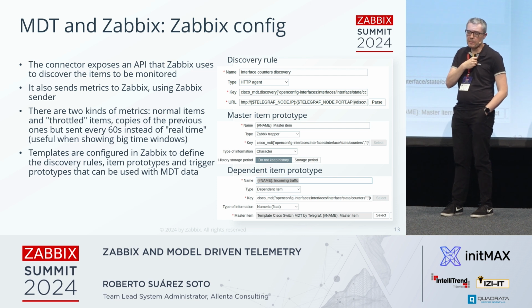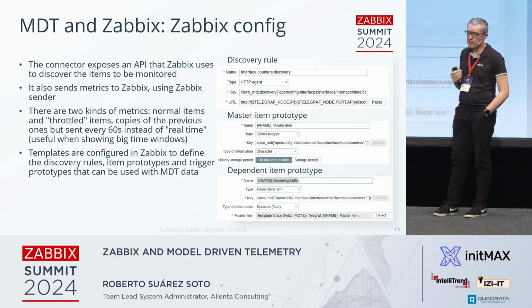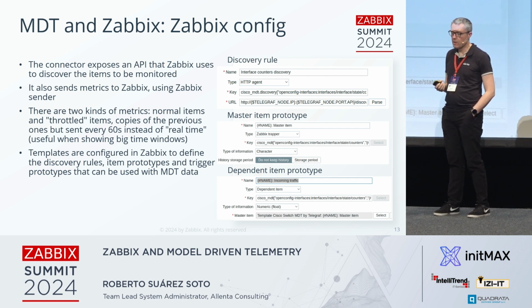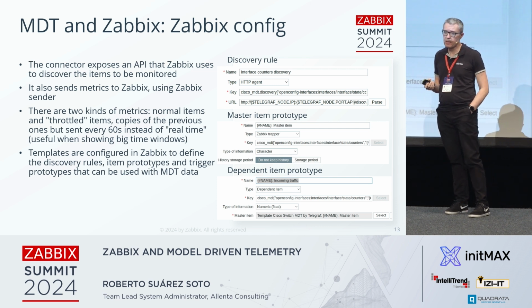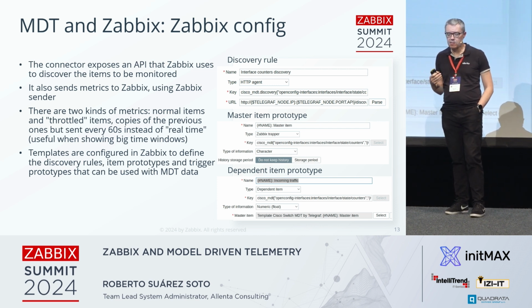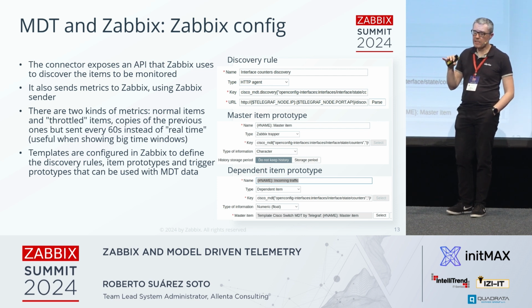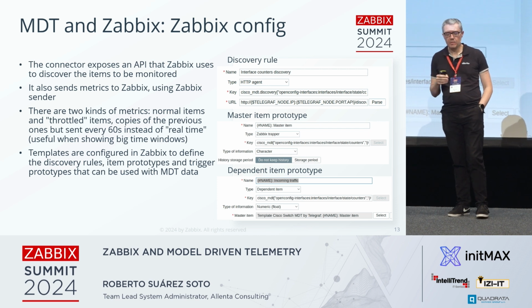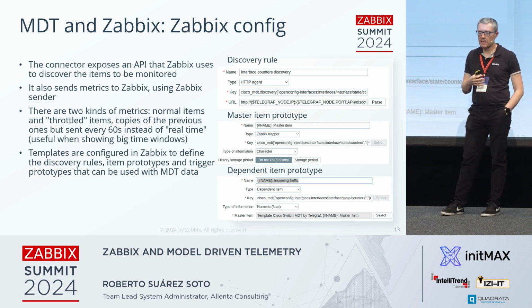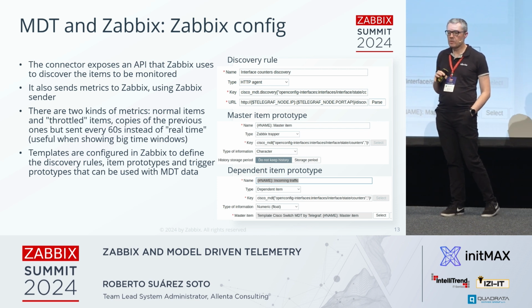It could be, for example, that it finds all the network devices, all the CPUs or memories that the device has. Once we have that discovery rule and we have item prototypes that create all the items that the device can provide, then the same connector feeds all the data that comes through model-driven telemetry to Zabbix.